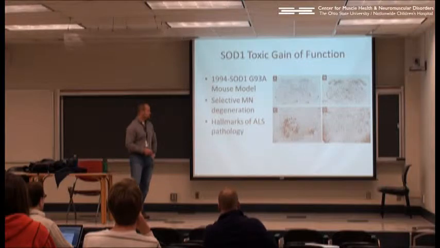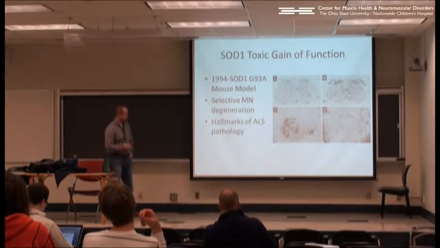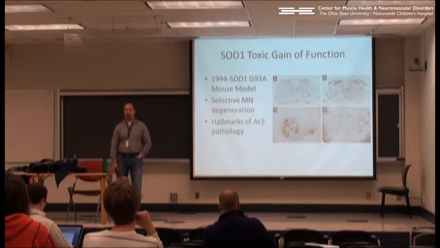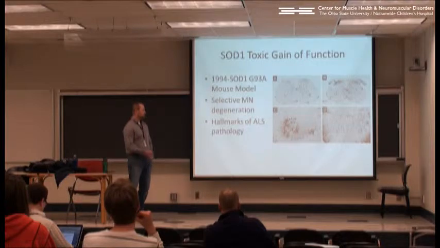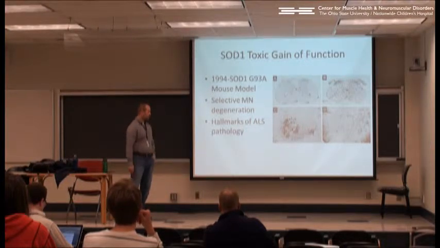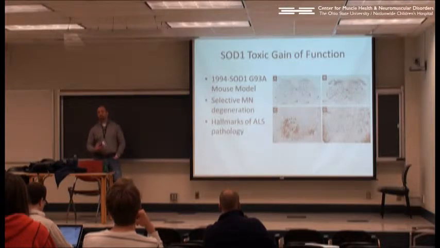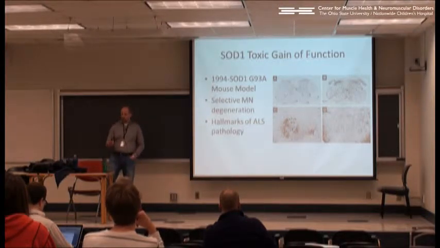These animals do have selective motor neuron degeneration and hallmarks of ALS pathology: rapid progression, ubiquitinated inclusions, and particularly motor neuron dropout. This has become the workhorse of the field over the next 20 or so years, whether rightly or wrongly.